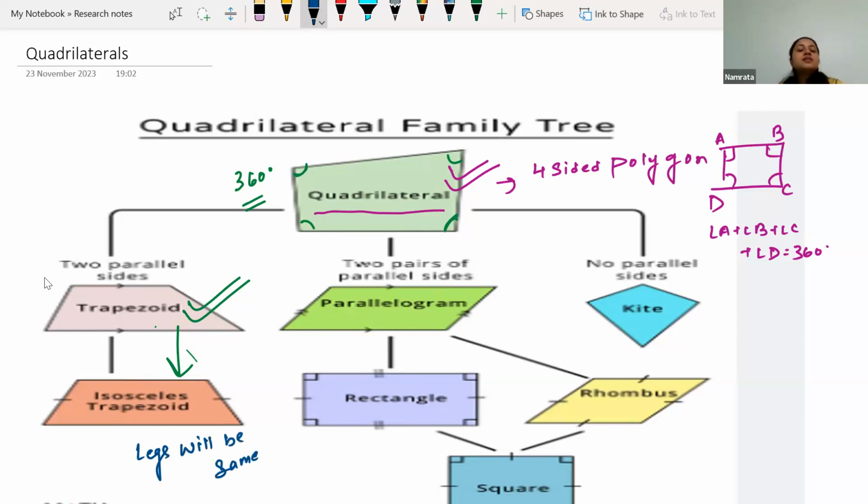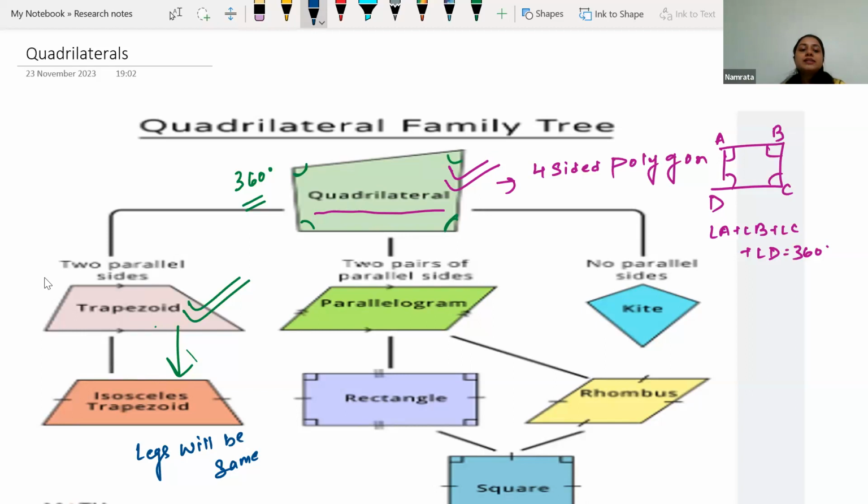So you can understand it this way: I have all the properties of my mama, but apart from that, I also have a few extra hobbies, which are my own qualities. So everything I have taken, but I have my own qualities as well, right? Yes. Similarly, this isosceles trapezium has all the properties of a quadrilateral and a trapezium, but apart from that, it also has its own particular quality.